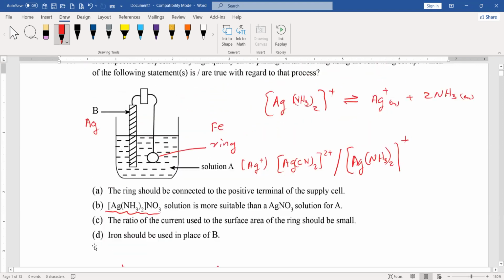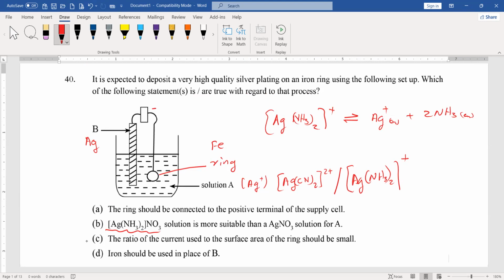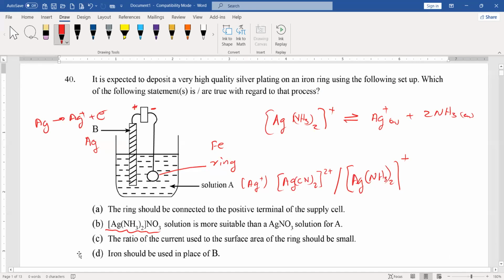To be reduced, there must be electrons. So electrons will be available in this case on the negative terminal of the external source. Here reduction is taking place. It must be connected to the negative terminal, and the Ag rod has to be connected to the positive terminal. Then what happens at the positive terminal? Oxidation will take place, Ag gives Ag plus plus electron. We need to remember that in an electrochemical cell, the anode is the negative terminal where oxidation is taking place, and the cathode is the positive terminal where reduction takes place.